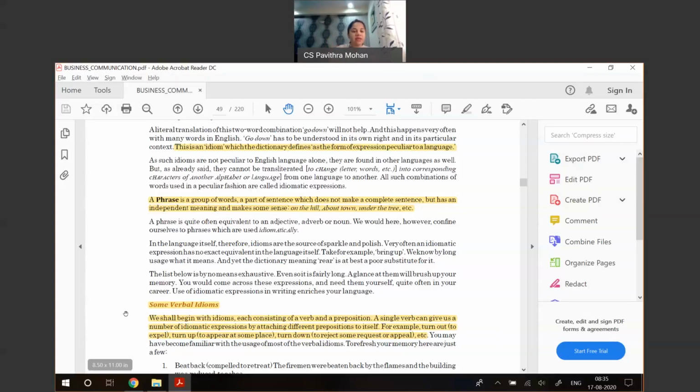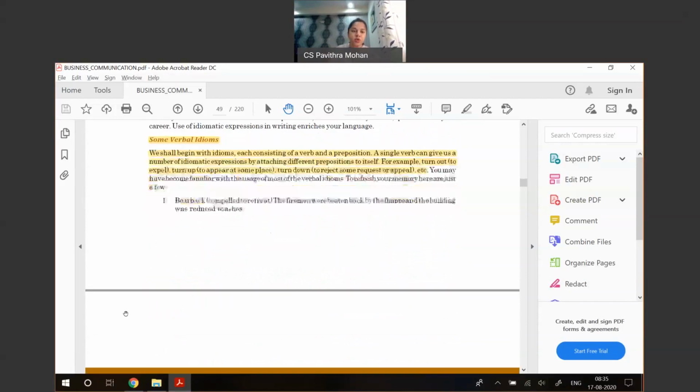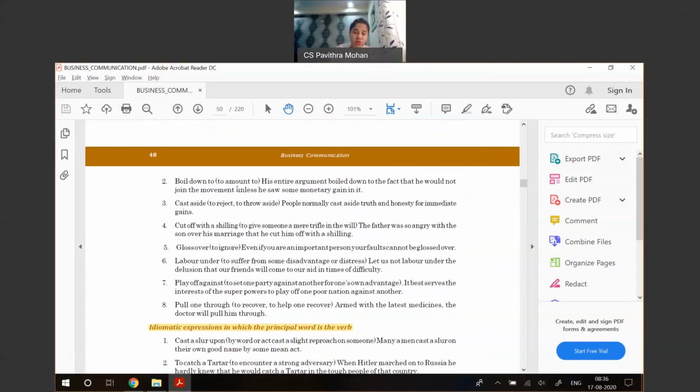Here, if you see, there are some verbal phrases. With respect to idioms, they can ask you, beat back means what? They can give you four options and ask you what is the meaning. So from that perspective, you should know what this means. Similarly, you have boil down to, that means to reduce in quantity or to amount to. This entire argument boiled down to the fact that he would not join the movement unless he saw some monetary gain in it. So to boil down to means to amount to.